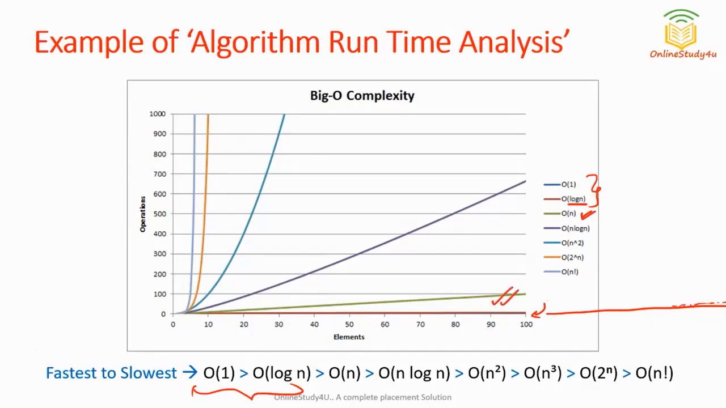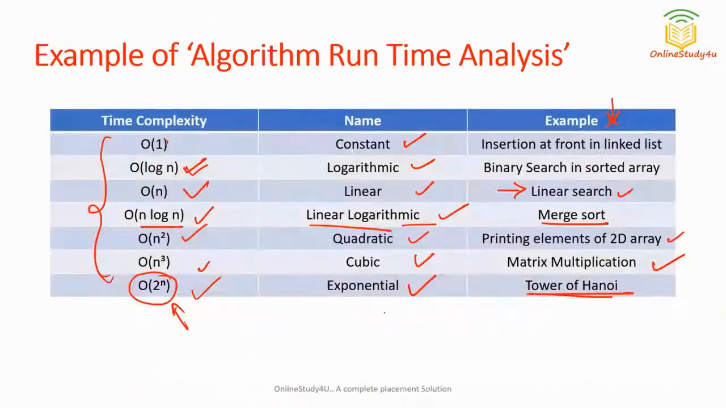So with increase in input size, slowly and gradually the operations increase, but it can still be considered a fairly good time complexity, because the operations are not rapidly increasing. Okay. Now, when we move further, we have n log n. So what was n log n? N log n is called linear logarithmic.